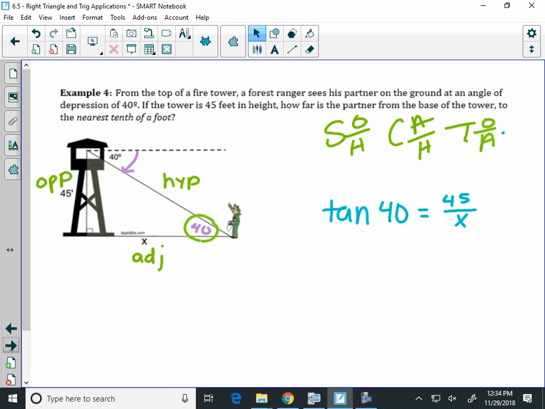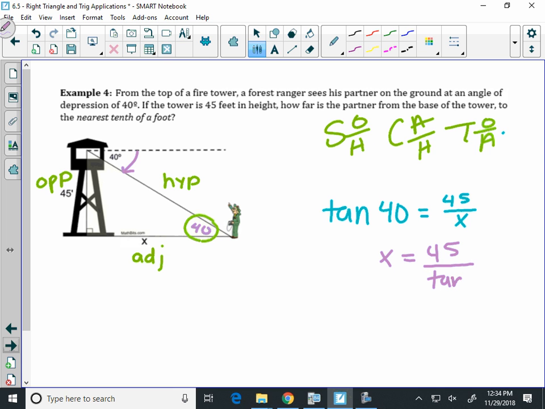Ask yourself, is x up high, down low, or the angle? Good, it's down low, so what are we going to do? Switch around. So this whole tangent of 40 switches with the x. So this becomes x, and that becomes 45 over the tangent of 40. And that's what you're plugging into your calculator.